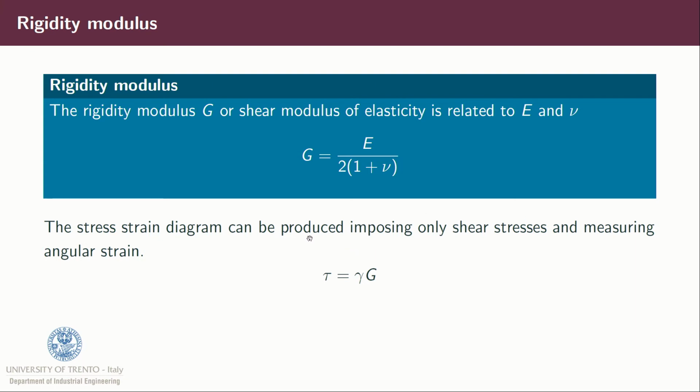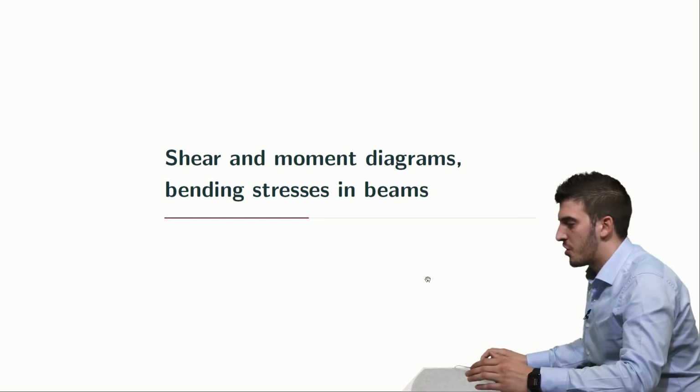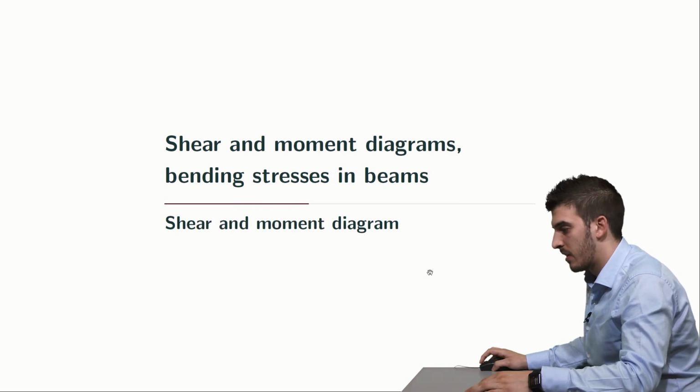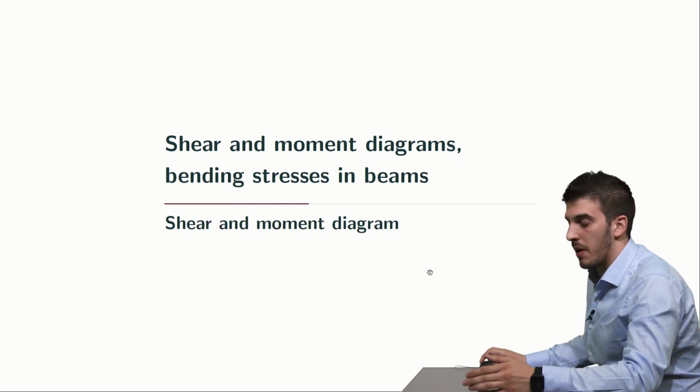And the stress-strain diagram can be produced also for shear, stressing and measuring the angular strain and obtaining tau equal to gamma times G. Now let's enter more into detail in the shear and moment diagram and bending stresses in beams. Let's begin with shear and moment diagrams.